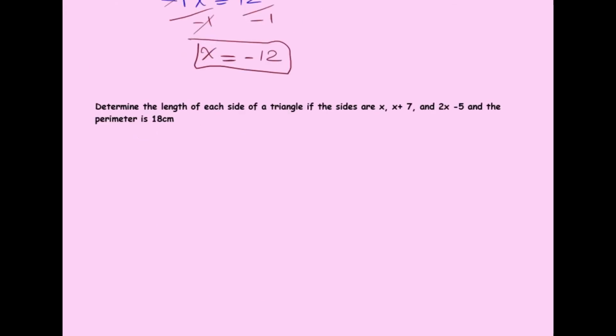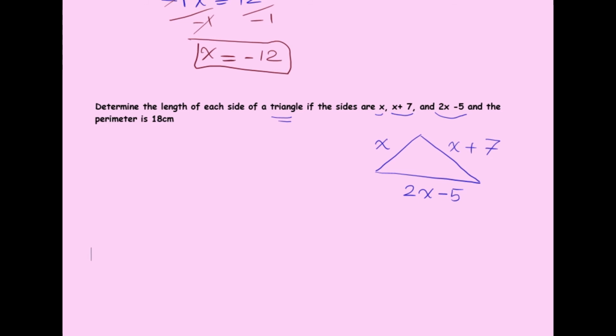Okay, last example for this part is word problem. You see, determine the length of each side of a triangle if the sides are x, x plus 7, and 2x minus 5. Let's first draw a triangle. Let's say we have this triangle. One side is x, other side is, let's say, x plus 7, and the third side is 2x minus 5.